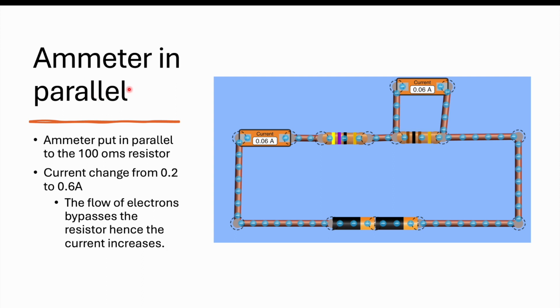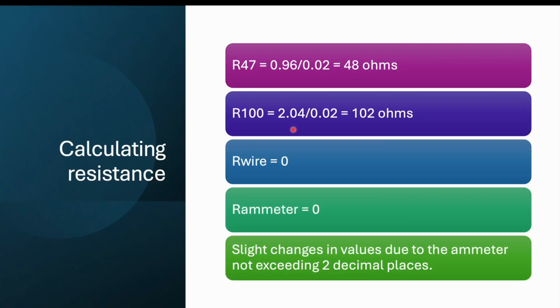So now if we put an ammeter in parallel to the 100 ohm resistor, the current changes from 0.2 to 0.6 amps. The flow of electrons bypasses the resistor, hence the current increases, because instead of going through the resistor, it goes through the easier route, which goes through the zero resistance ammeter, hence increasing the current.